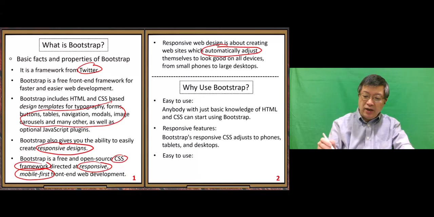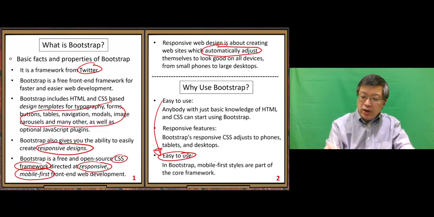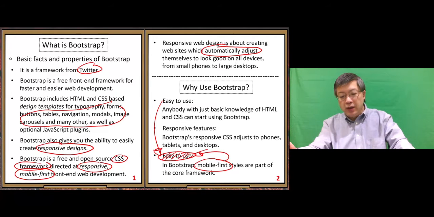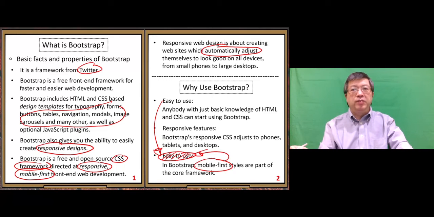Let's say that's easy to use. I think it should be put mobile first, because I copied that. Why? We already have the easy to use, right? I think it should be the mobile first. Mobile first, replace easy to use. Okay, mobile first. Right, so that's another important property of Bootstrap.